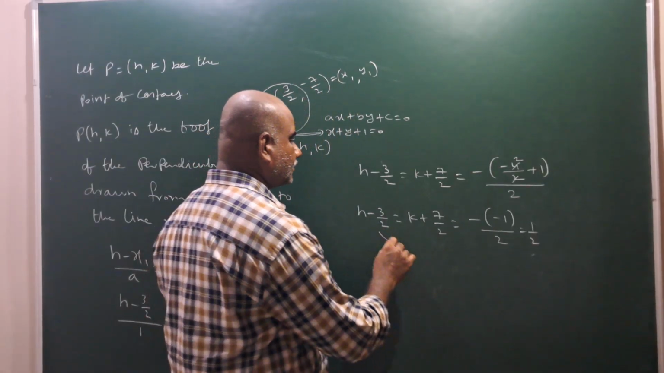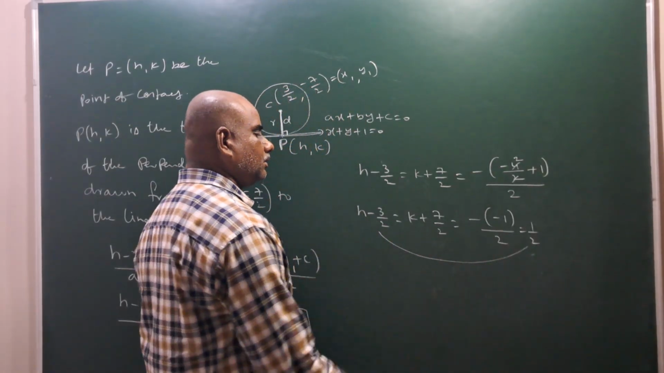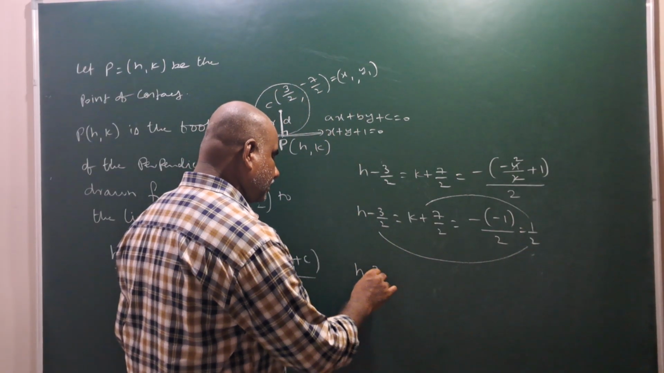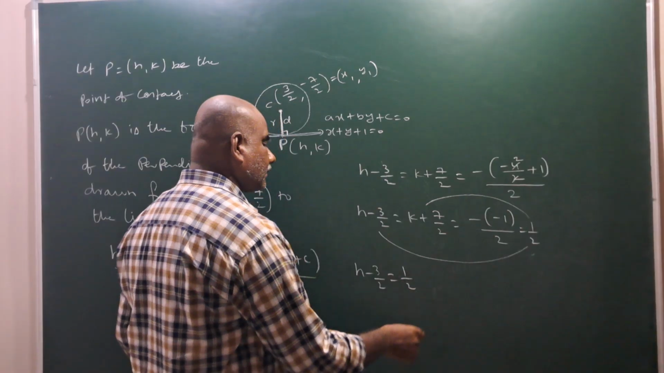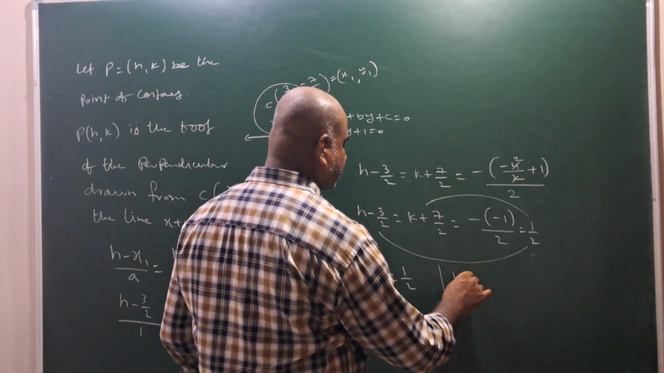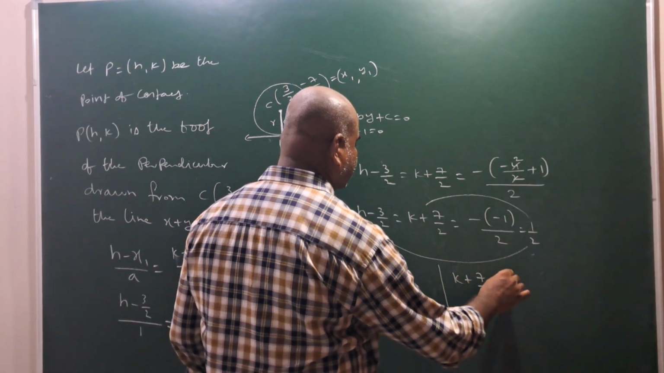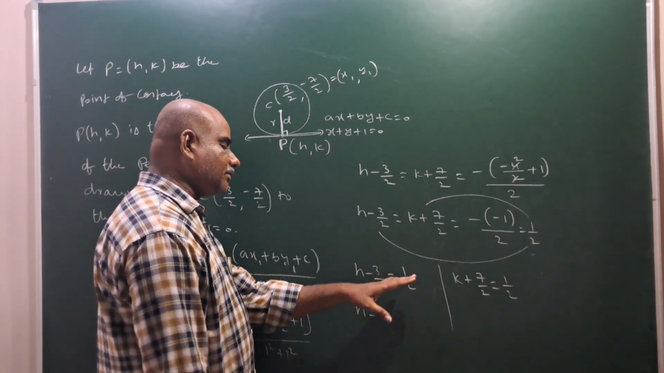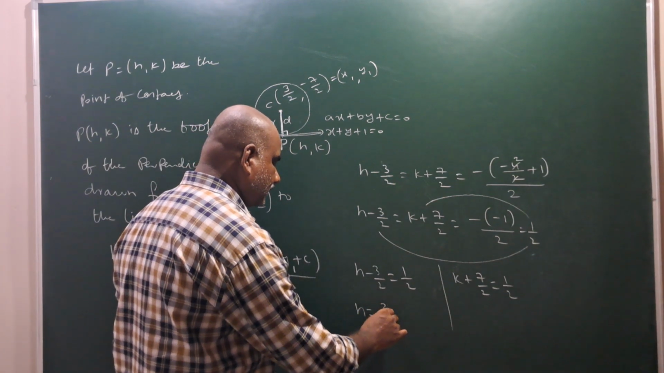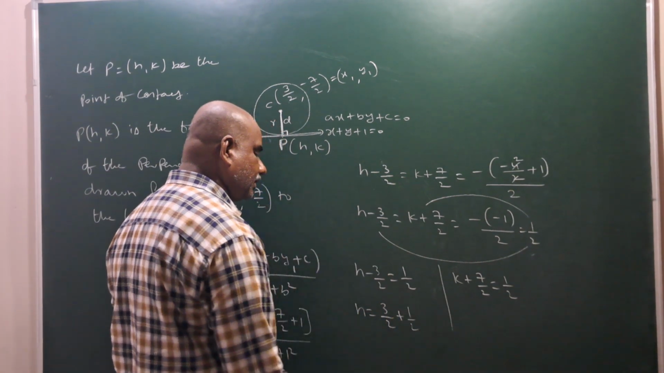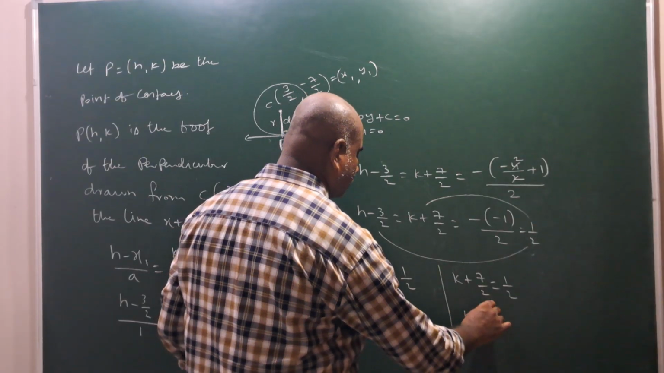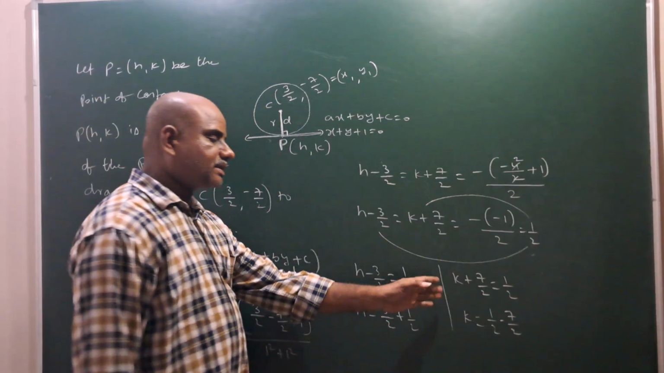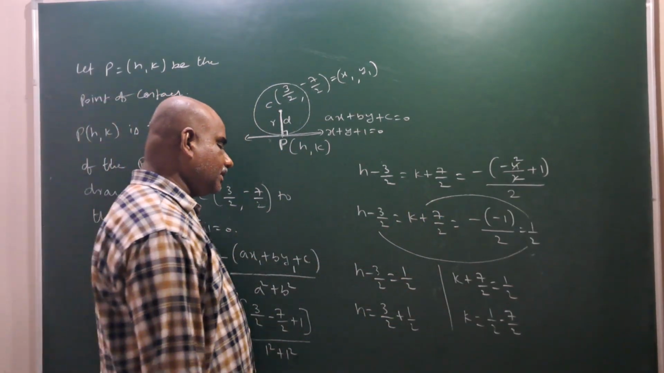Okay. Now we take these two. h - 3/2 is equal to 1/2. k + 7/2 is equal to 1/2. Okay. So h - 3/2 is equal to 1/2. Similarly, k + 7/2 is equal to 1/2. So h is equal to, transposing -3/2 to the right side, it becomes +3/2. Already we have 1/2 here. And here also, k is equal to 1/2 minus 7/2. Transposing 7/2 to the right side, it becomes minus.